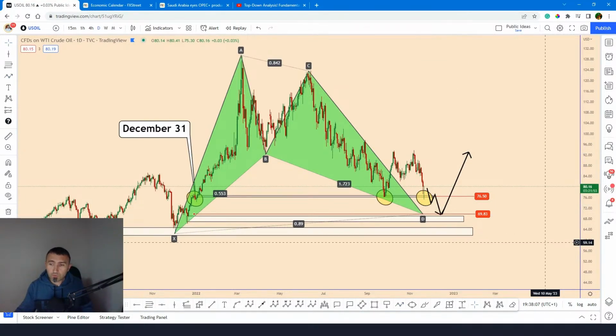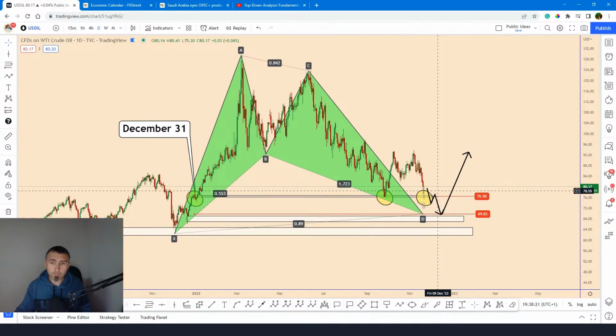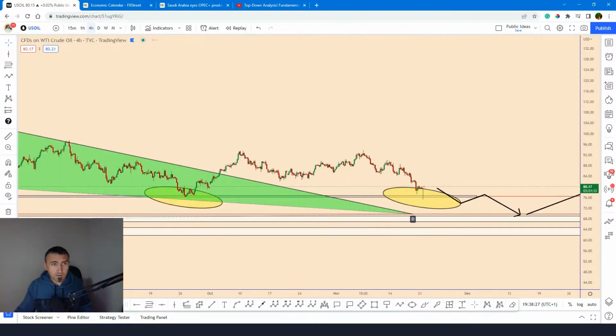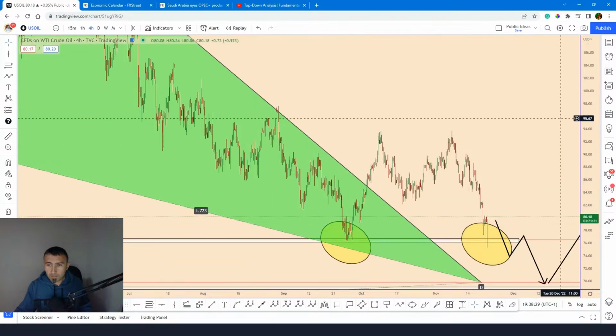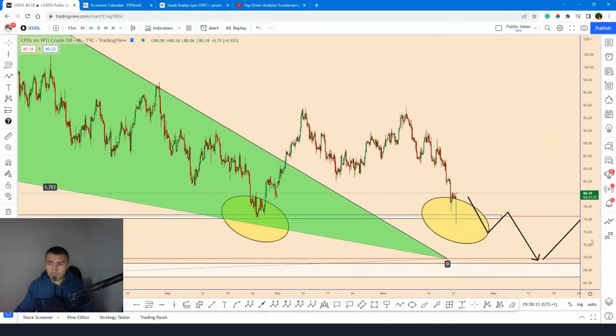We don't have to forget at this moment that we are in the winter season, and this increases the probability for the price to rise because of the season as well. That is why I'm not expecting the price to move very low. However, let's go to another time frame. This is the smaller time frame.